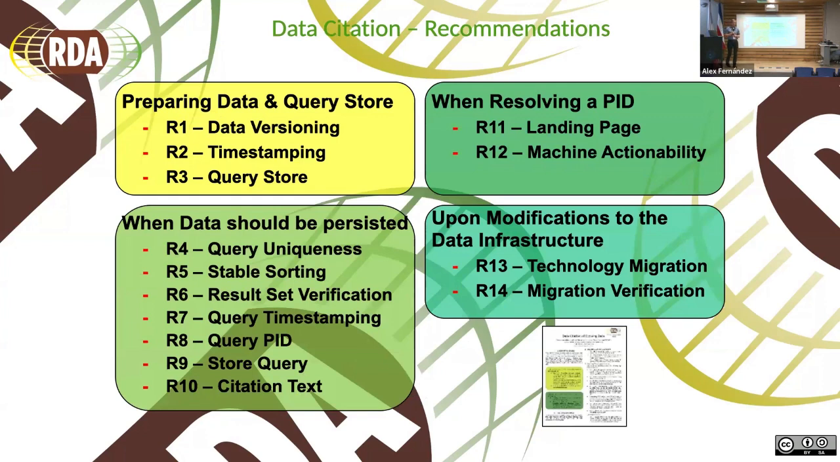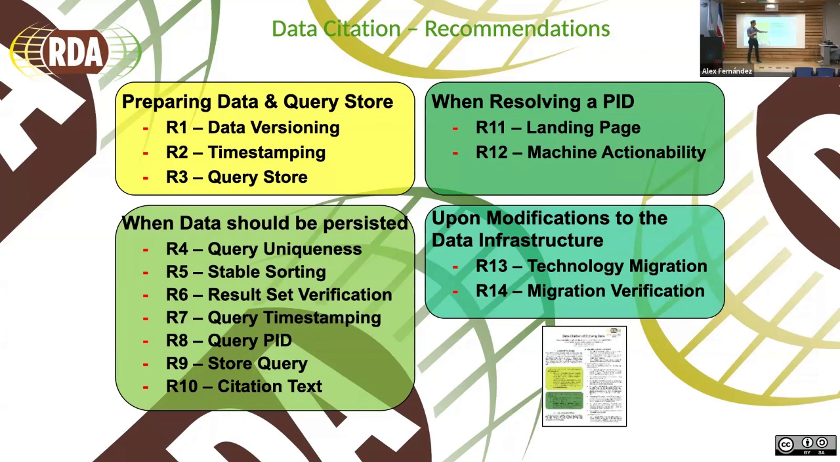So these were the recommendations that we came up with originally, and we had a nice 2-page flyer where they were very concisely summarized. It was basically you need to do data versioning, timestamp, you need to set up a query store, and then a few of the more confusing things, such as checking whether the query is semantically unique so that you avoid assigning 2 different PIDs to something that's identical. We discussed how you can sort the results, because for some processes, the data needs to be in a consistent sorting. We had fixity information for the result verification. We discussed different approaches to query timestamping. We discussed assigning a query PID. Then we said, you have to store the query and you should provide citation text. So that's the preparation. That's what happens when researchers interact with the data repository.